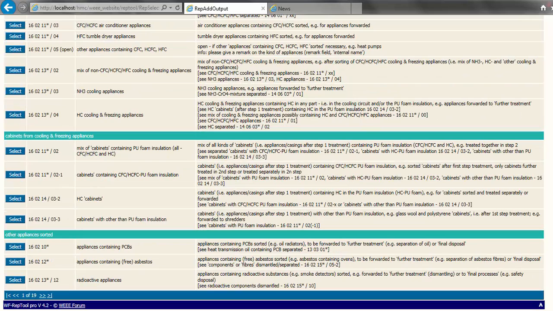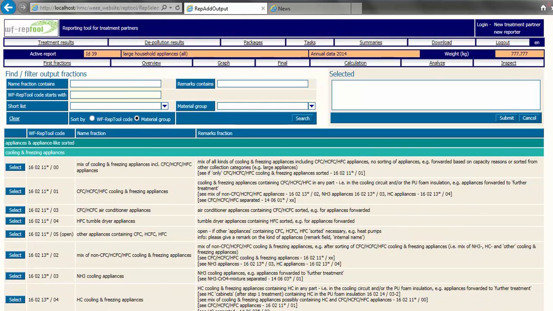Play around, read the remarks, read the crosslinks as hints, and in case, follow crosslinks by copying the beginning of the code from the crosslink and pasting it into the RepTool code starts with field.